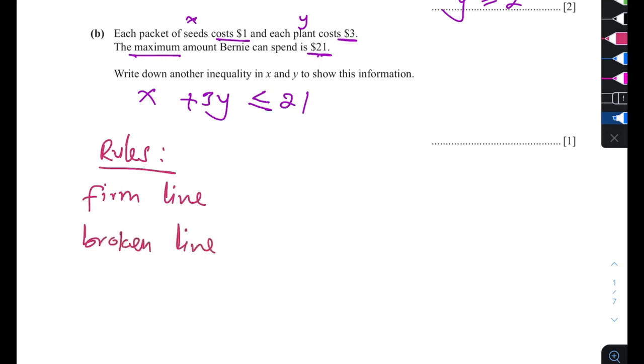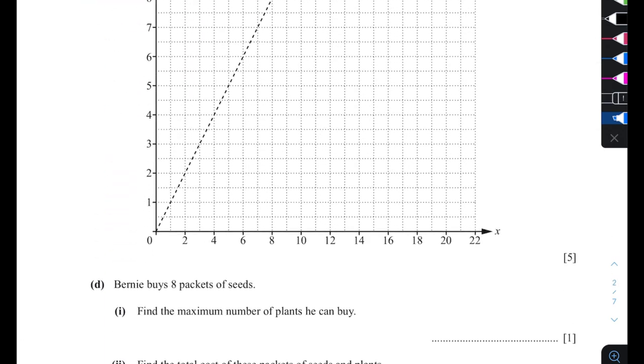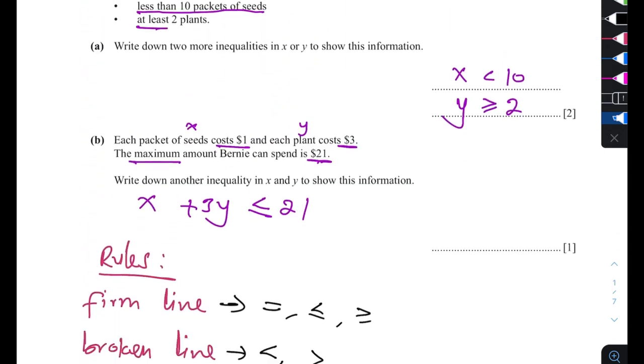When do we use broken line? Well, we use a firm line when you use symbols like equal to, less or equal to, greater or equal to, and then you use a broken line when you use symbols like less than or greater than. Okay, keep these in mind when to use broken line, when to use firm line. In the video, I'll be stressing this till it gets into your head, okay? So don't worry about that. I'll keep repeating myself.